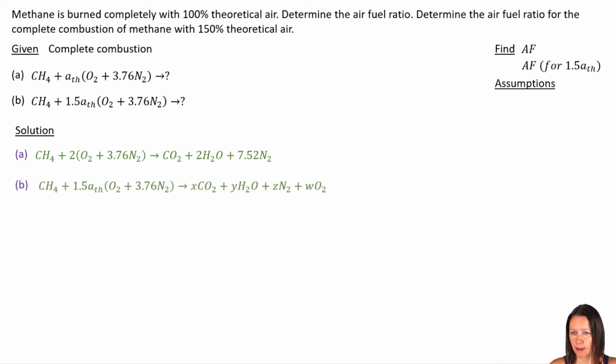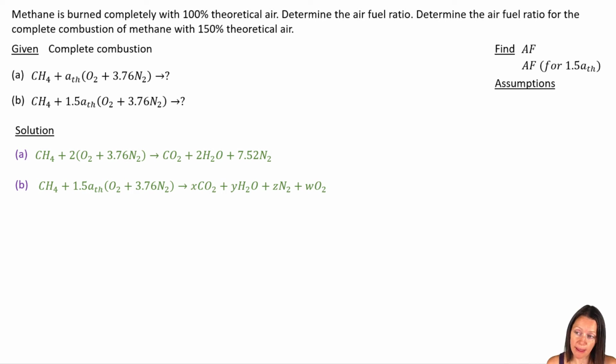And I'm not going to get the air-fuel ratio yet. While I'm in the mode of balancing equations, I'm going to go ahead and handle the second one. So this one, I've got 150% theoretical air. So I'm multiplying that A sub TH by 1.5. Now that A sub TH is what I just solved for in part A. That's the minimum amount of dry air that I need to have in that combustion reaction with methane in order to have a complete combustion.